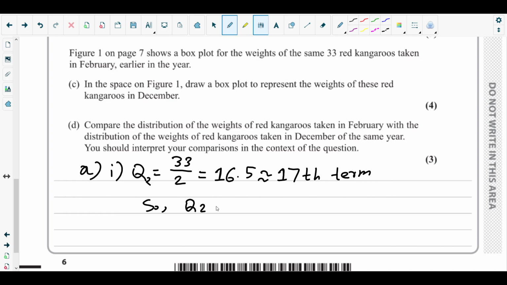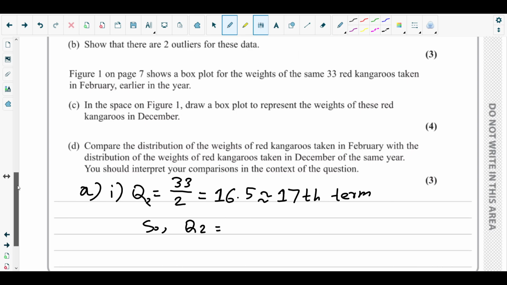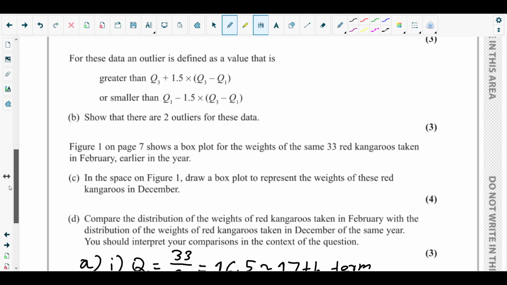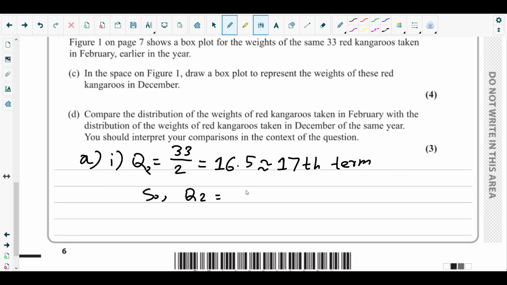So Q2 is equal to the 17th term. Let's find the 17th term from the stem and leaf diagram. The first 1, 2, that is 3, 6, 13. This is 13, cumulative 13. So 13, 14, 15, 16, 17. The 17th is basically 57. So the median is 57 kg. Okay, this is part 1.